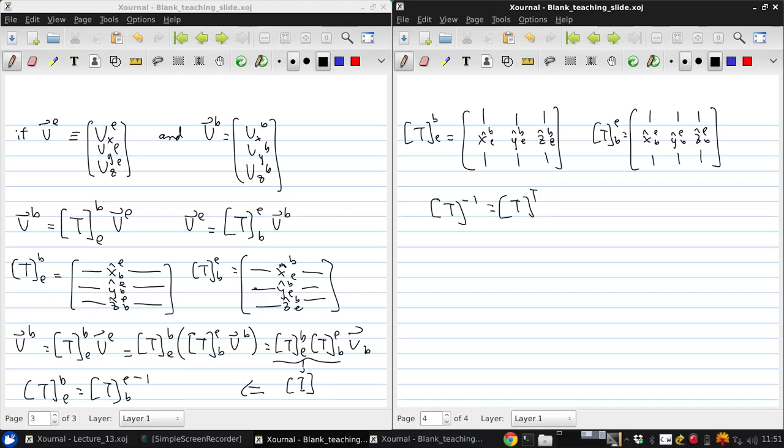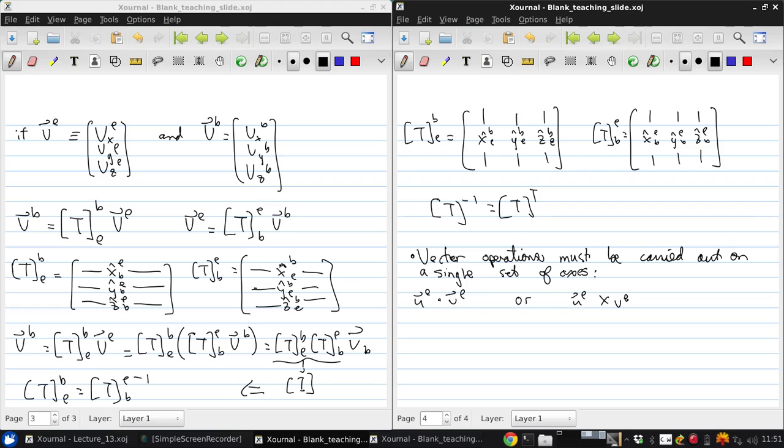Finally, we note that vector operations must be carried out on a single set of axes. So, for example, some vector u in Earth axes dotted with some vector v in Earth axes, or u in Earth axes cross v in Earth axes, these are okay. But something like u in Earth axes dot v in body axes, or u in Earth axes cross v in body axes, makes no sense. This is undefined.